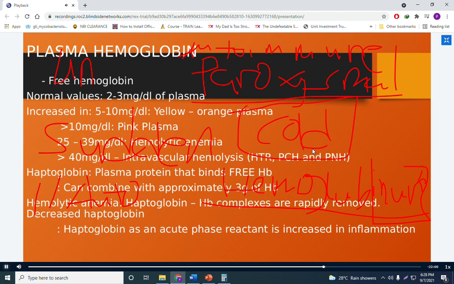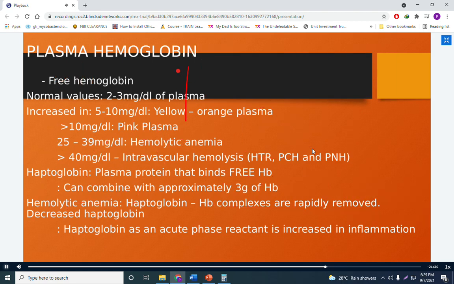Siyempre, class, kapag inatake yung RBC nyo, magla-lyse yan. Now, sa sobrang dami, hindi yan mafi-filter ni kidney, pupunta yan sa urine nyo. That's the reason for hemoglobinuria. Then, paroxysmal siya. Biglaan, hindi mo masasabi kung kailan mangyayari. Okay? And lastly, class, is your PNH.